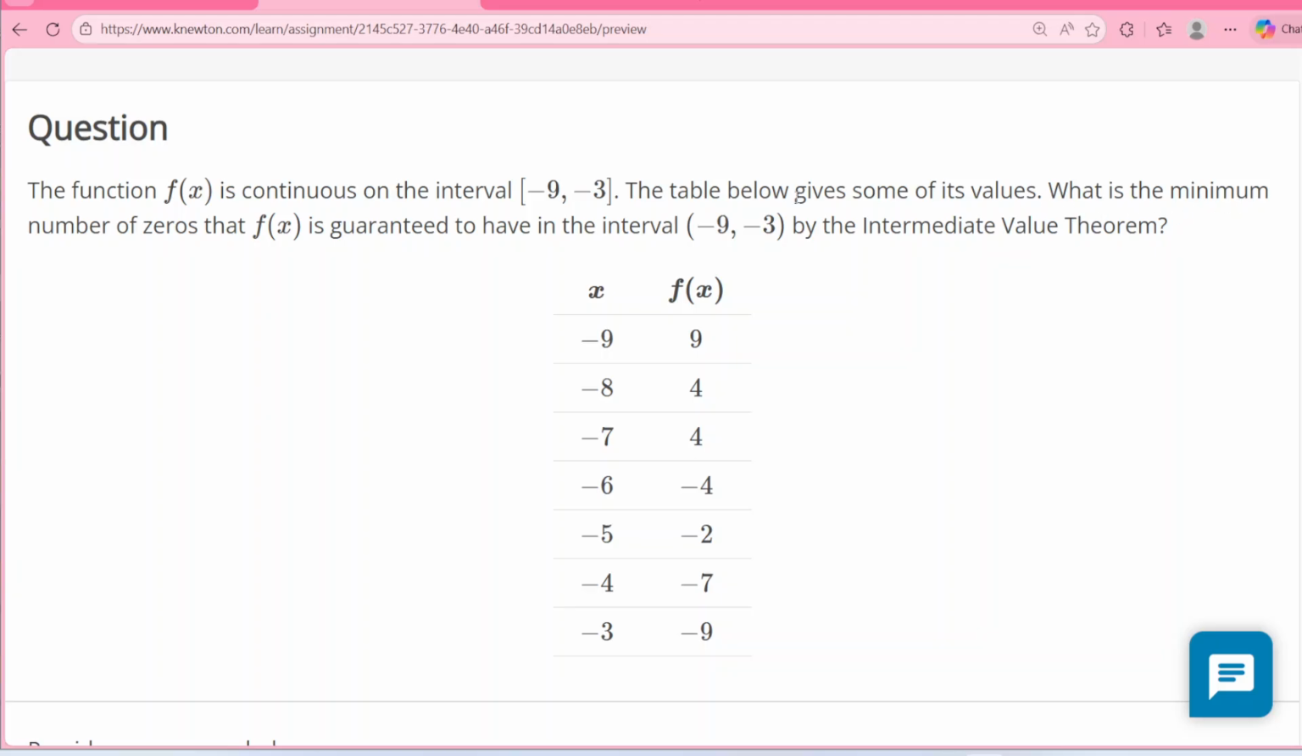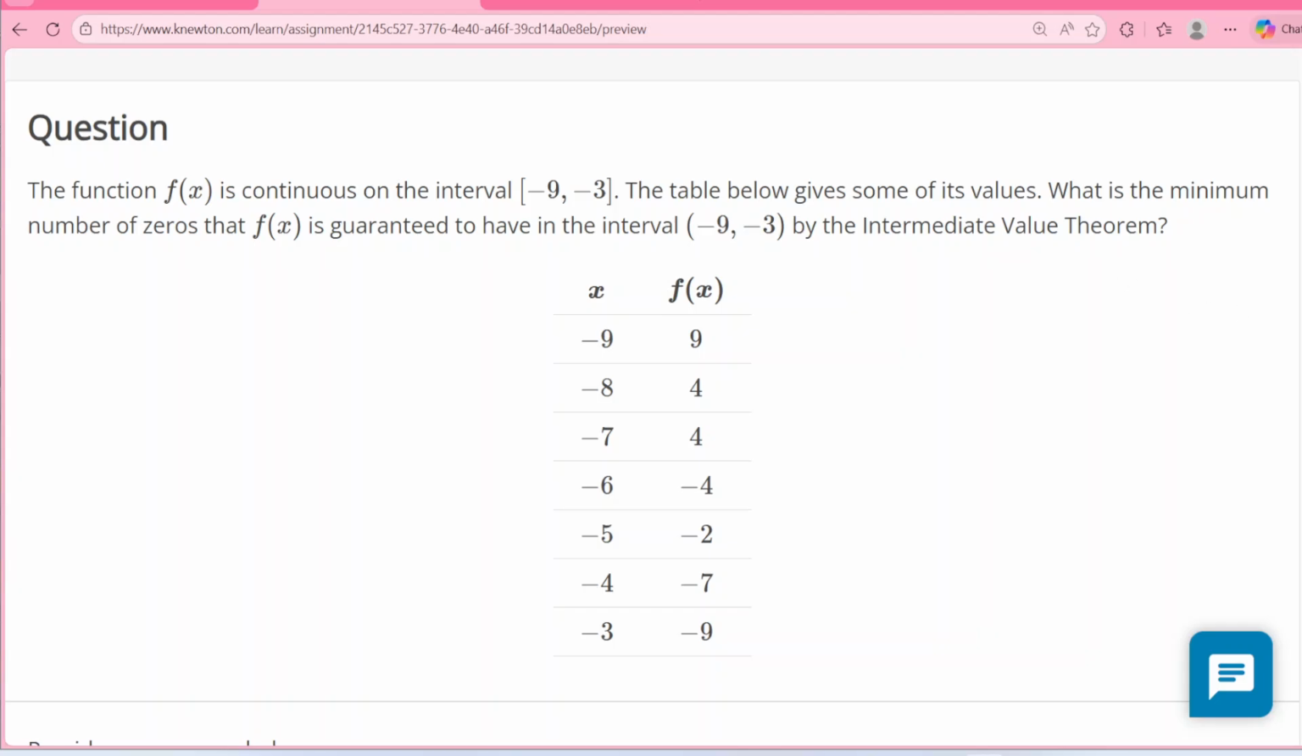What is the minimum number of zeros? So those are x-intercepts, right? You might recall that from algebra or pre-calc. When they say the zero of a function, those are what x values give you an output of 0, right? So x-intercepts. What is the minimum number of zeros that the function is guaranteed to have in between -9 and -3 by the intermediate value theorem?